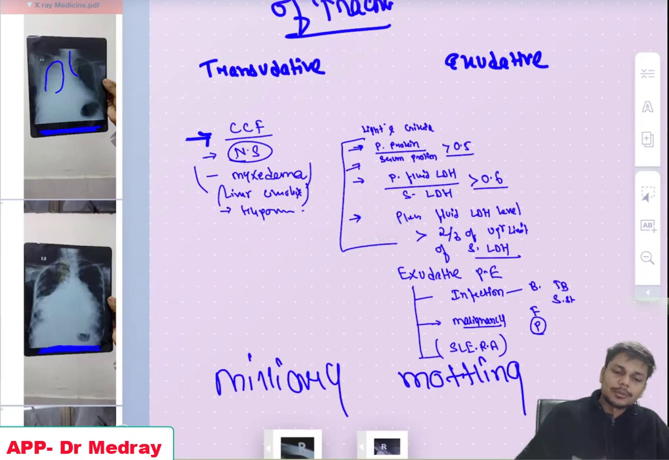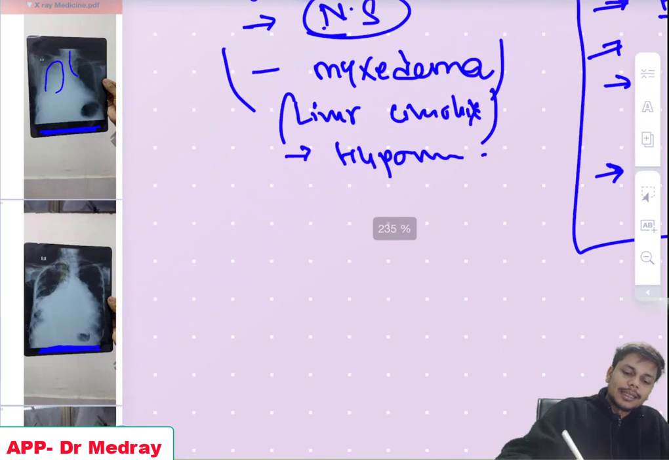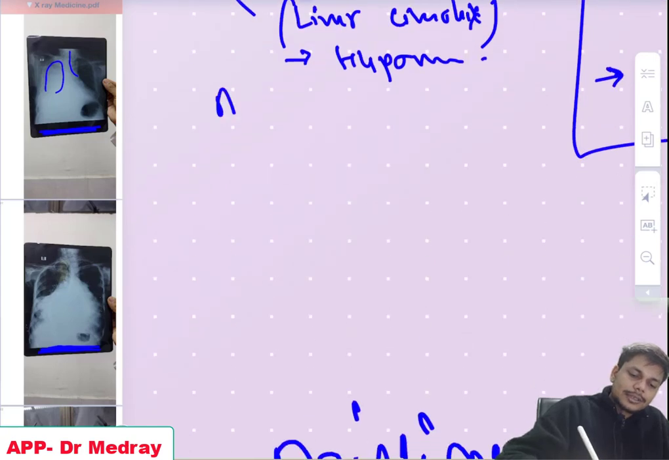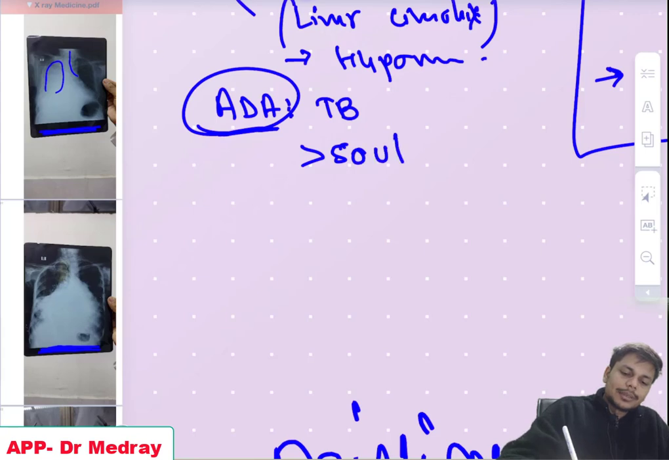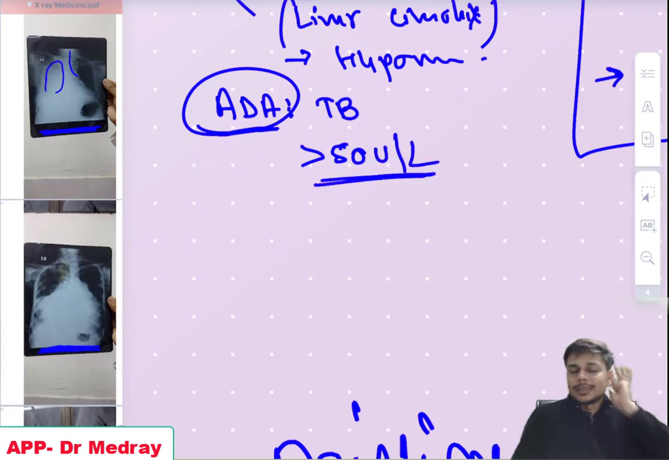You may be asked about the ADA value. So ADA is specific for diagnosis of tuberculosis. What is ADA? ADA is adenosine deaminase enzyme, and we check this ADA level in the pleural fluid, and if it is more than 50 units per liter in the pleural fluid, then it is suggestive of tubercular pleural effusion. The most common cause of pleural effusion in our setting is a tubercular pleural effusion.